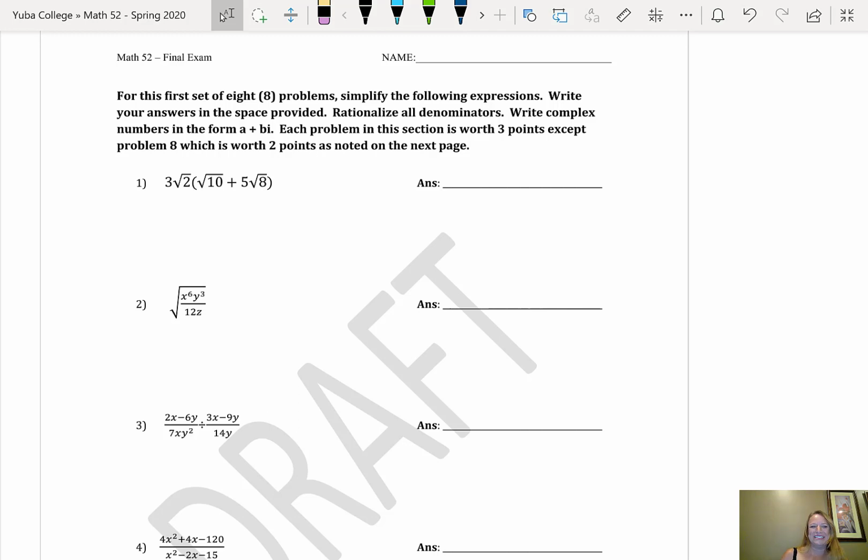It's hard to believe that this is the end of the semester. So today we'll be reviewing for your final for intermediate algebra. This is an old final that we've given before at our campus.